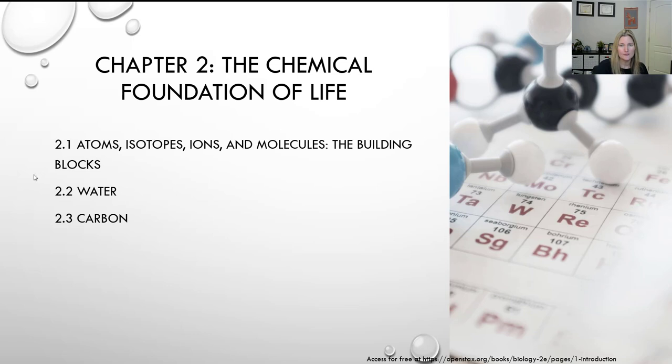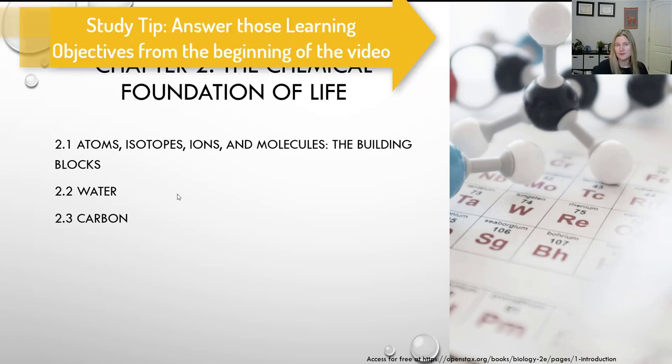So that is it for section 2.2 of chapter 2 of our OpenStax textbook. I highly suggest that at this point you go back to the learning objectives that we went over at the beginning and see if you can answer those.